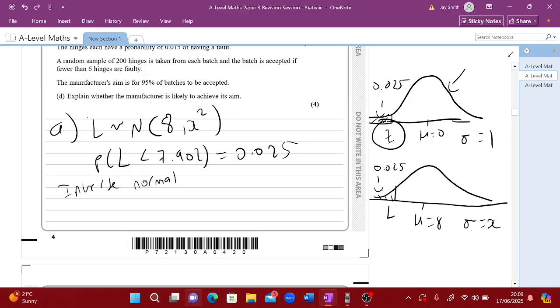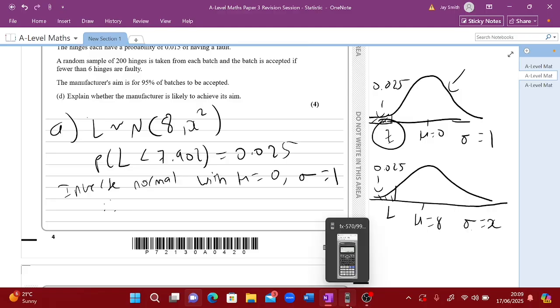So I'm going to say inverse normal, with obviously the standard deviation for mu is 0, sigma is 1. So I'm going to say probability then of z. What am I going to say? So mu 0, sigma is 1. So let's do that in the calculator then. I'll worry about what I'm going to write down after.